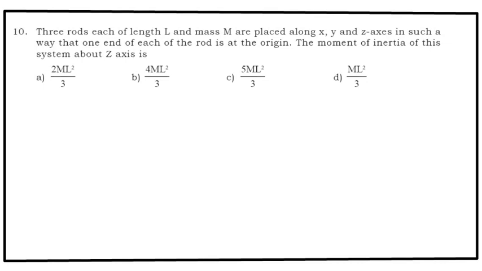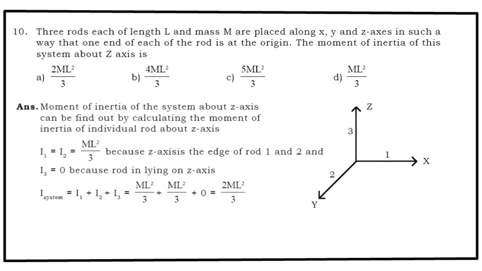Three rods, each of length L and mass m, are placed along the X, Y, Z axes in such a way that one end of each rod is at the origin. What is the moment of inertia of this system about the z-axis? Come on. What is the moment of inertia of one rod about its end? That is mL²/3, right?